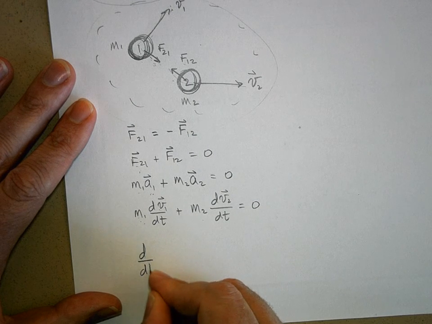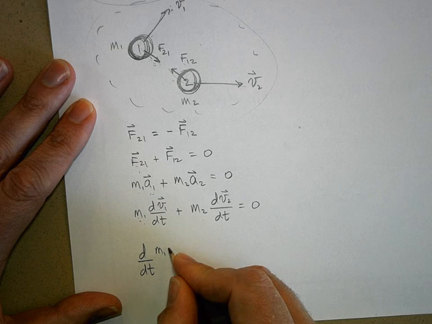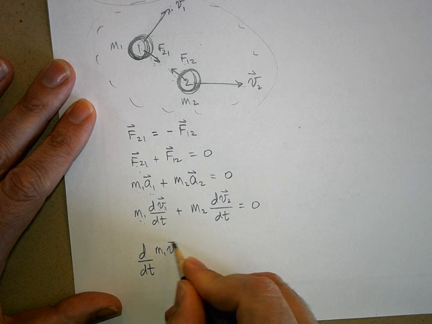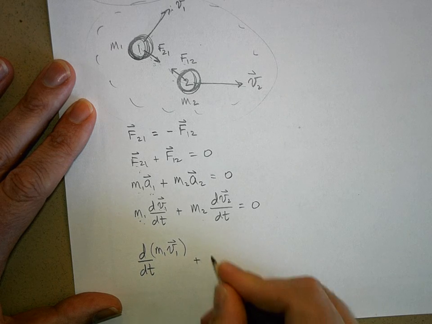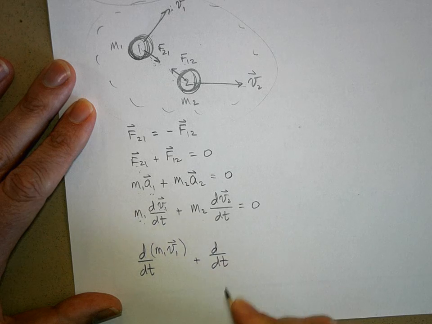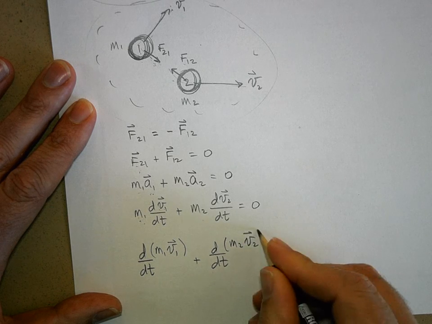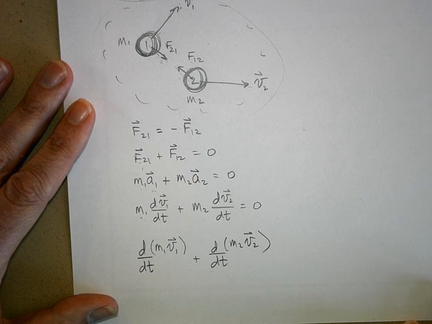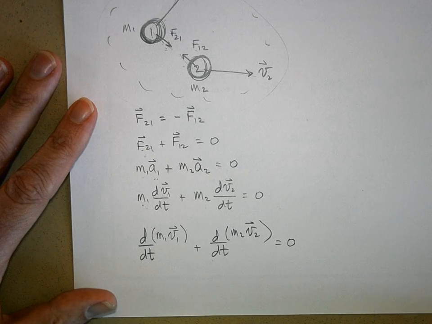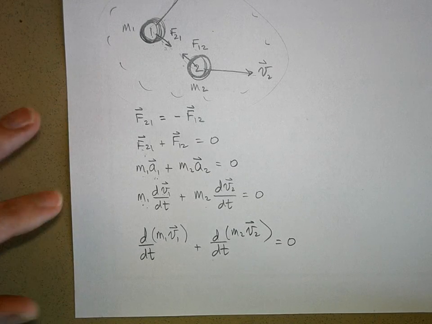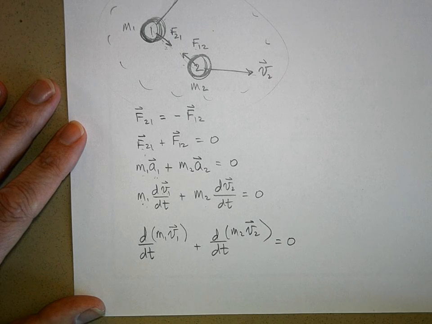So here's my derivative operator, and I'm just going to move the mass in there: d/dt of m1 v1, plus d/dt of m2 v2. And this all equals 0. Are you with me? I'm just doing what math says I can do. The math gods say this is okay.